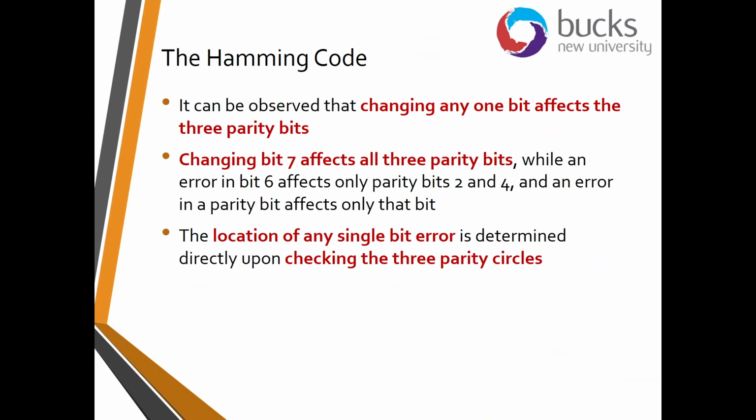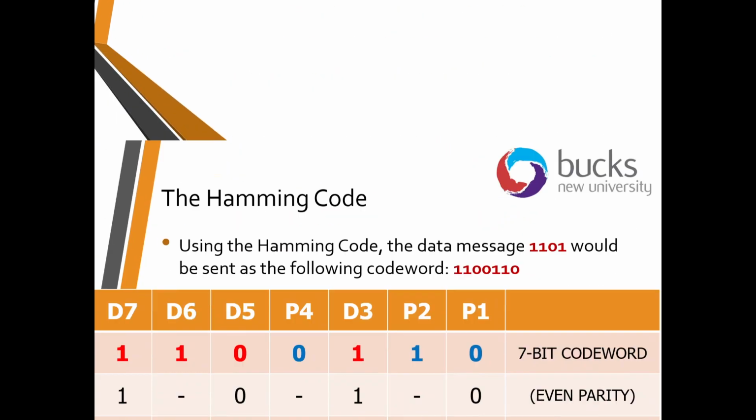So it can be observed that changing any one bit affects the 3 parity bits. Changing bit 7 affects all 3 parity bits, while an error in bit 6 affects only parity bits 2 and 4, and an error in the parity bit affects only that particular bit. The location of any single bit error is then determined directly upon checking the 3 parity circles.